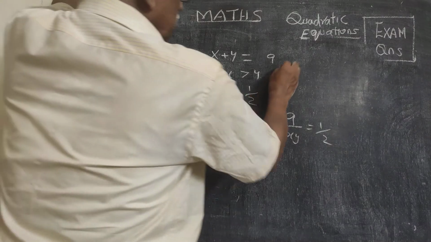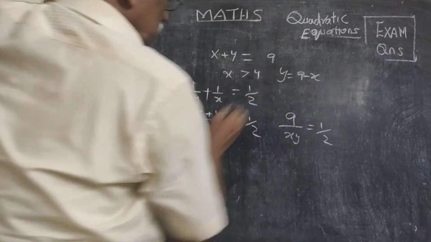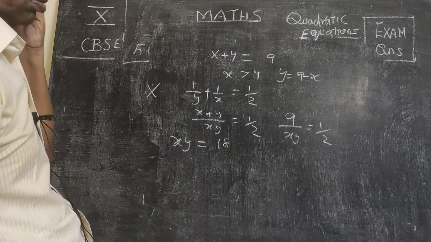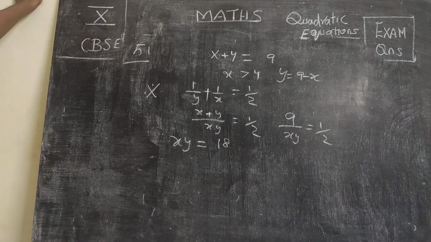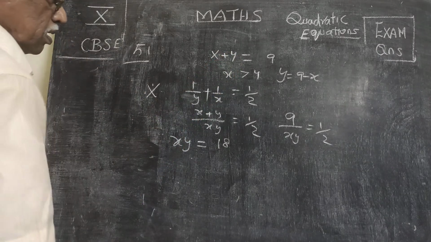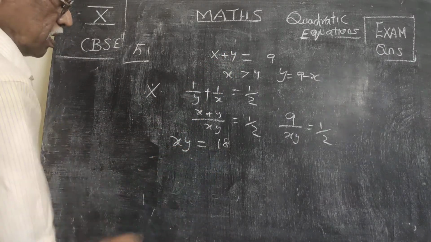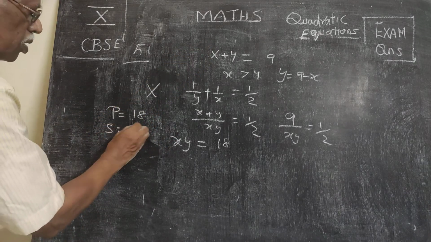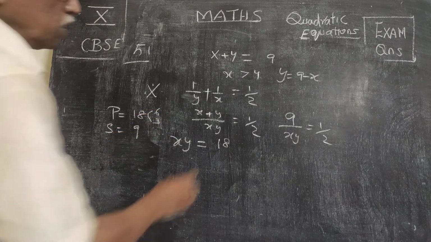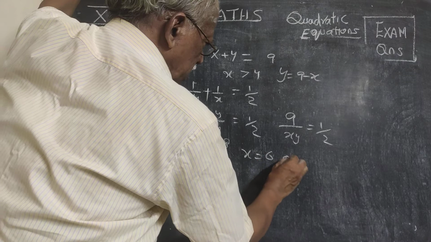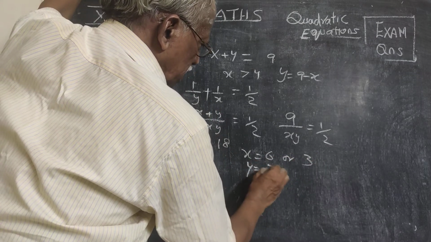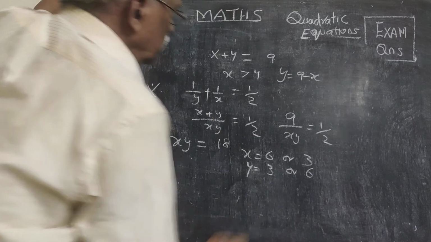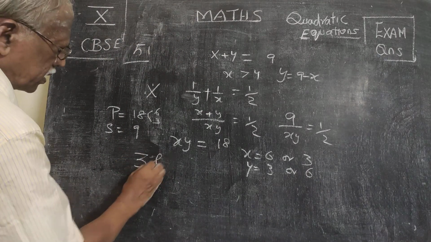Then you go for y is equal to say 9 minus x, substitute it and then solve. But here I am giving you a shortcut, but don't do that in the examination. This is nothing but factorization. Sum of two numbers should be 9 and product of two numbers should be equal to 18. So product is xy, that is 18. x plus y, sum equals 9. Therefore it must be 6 and 3. Therefore x must be equal to 6 or 3. If x equals 6, then y is equal to 3. If x equals 3, y equals 6. So the numbers are 3 and 6.